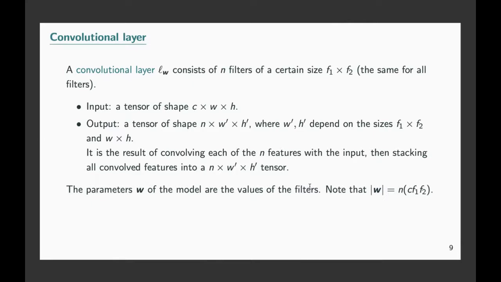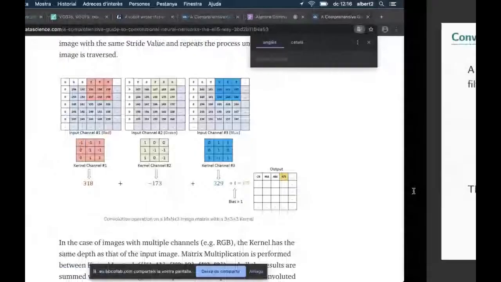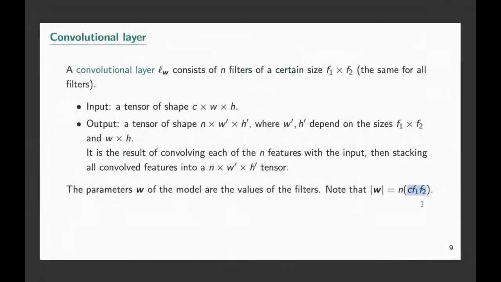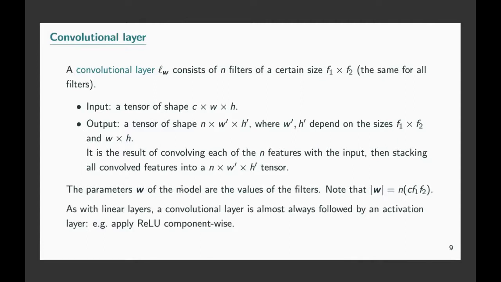So just an exercise: how many parameters does a convolutional layer have? Well, a filter has f1 times f2 times c parameters, right? Because the filter is this. And we have n filters, so it's this number multiplied by n. And as with linear layers, as we saw before, convolutional layers are usually followed by a component-wise activation function, for example the ReLU or sigmoid or so.